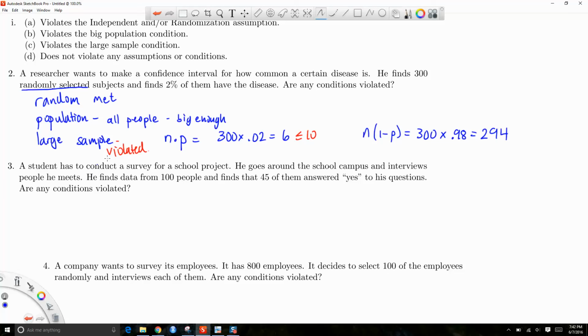Number 3 says a student has to conduct a survey for a school project. He goes around the school campus and interviews people he meets. He finds data from 100 people and finds that 45 of them answered yes to his questions. Are any conditions violated here? Yeah, it's not random, right? He's just going around the school and interviewing people he meets. This is not random.